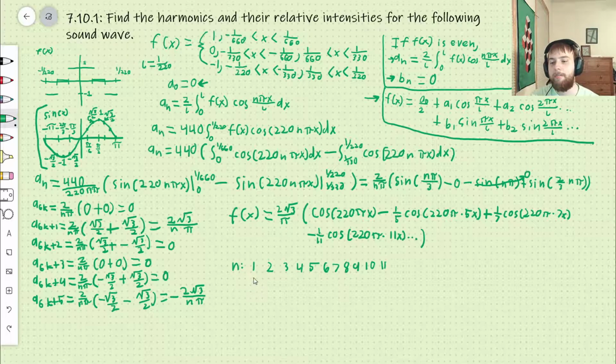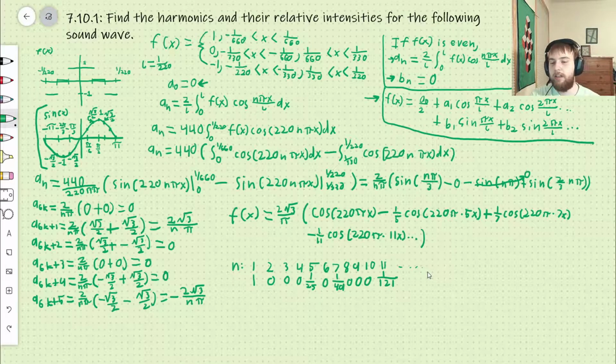So the relative intensity of this one is 1. It's our fundamental tone. These don't have anything to do with this. And then we have 1 over 25, and then a 0, and then a 1 over 49, and then 3 more zeros, and then a 1 over 121, and then this continues.